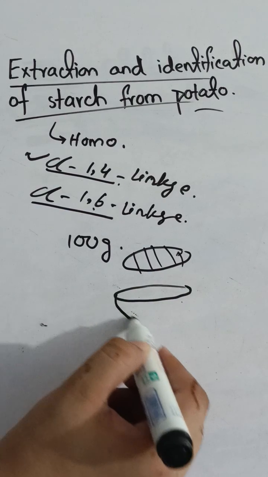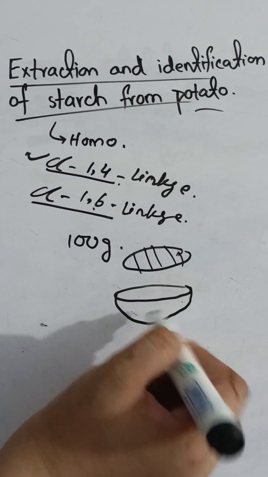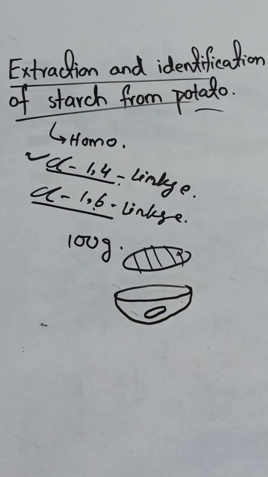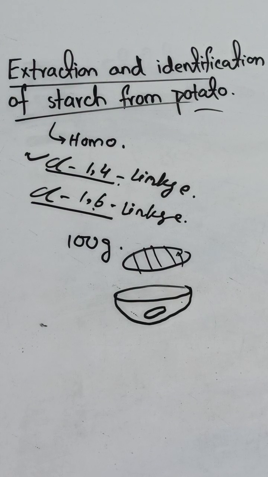Okay, so this is the bowl of our pestle and mortar. You will put your potato slice into it, and then you will grind it with a sufficient amount of water. After that, you will transfer this potato paste into a beaker which already contains 100 ml of water.